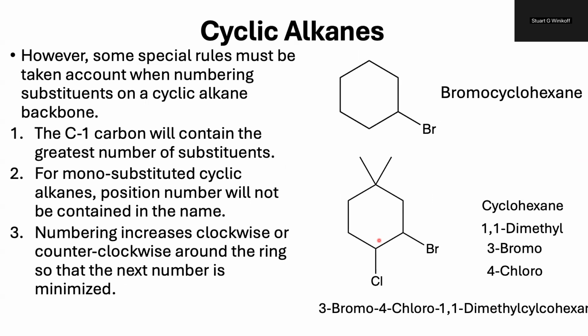However, we often need to use some special rules when dealing with numbering the substituents on these cyclic alkanes. By default, a substituent will be placed on the C1 carbon. If I'm dealing with only a single substituent, then I don't need to include any number, because all positions will be equivalent. So, for example, I don't need to say it's 1-bromocyclohexane, because that 1 is implicit. However, if I have multiple substituents, I have to work my way around clockwise so that I minimize the numbering.